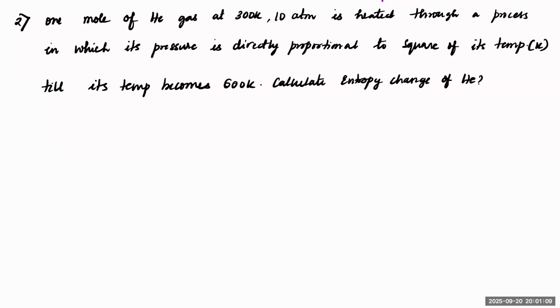1 mole of helium, correct? 300 kelvins, 10 atm is heated through a process in which pressure is directly proportional to temperature square. So P is directly proportional to T square. So that implies I can write P1 by P2 at two different pressures as T1 by T2 whole square. Correct. So from here I can write P2 is equal to P1 multiplied by T2 by T1 whole square. This is how I can relate with P2.